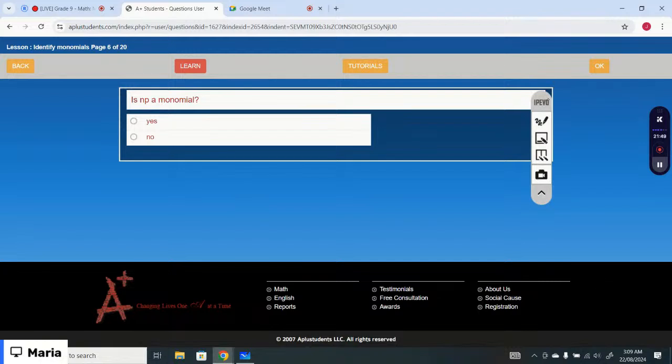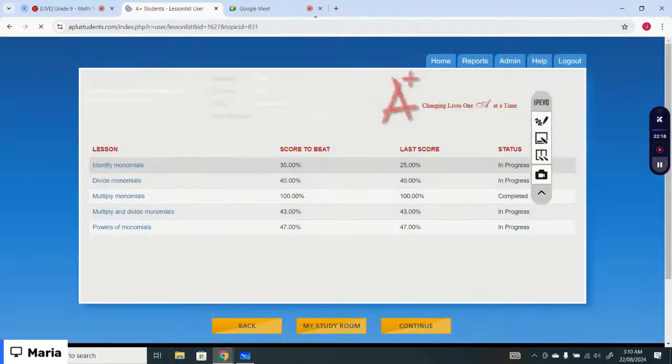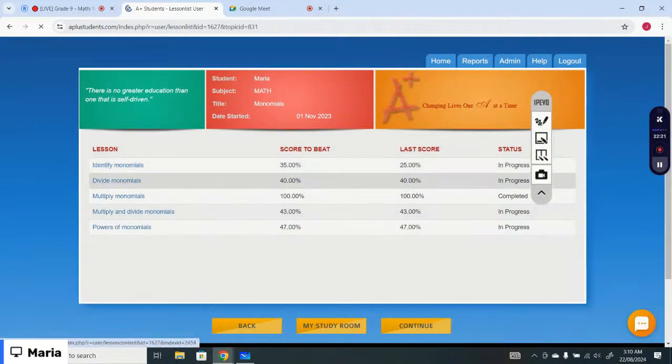Is np a monomial? So which is the correct option? The correct option is yes, that is a monomial. Okay, you can complete the lesson by yourself later today. Let me just move on to the next lesson. And the next lesson is divide monomials. Let's just start with the lesson.